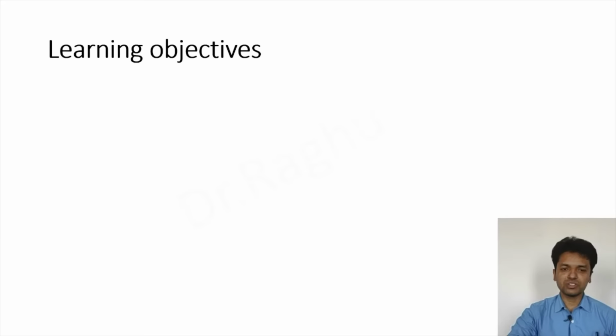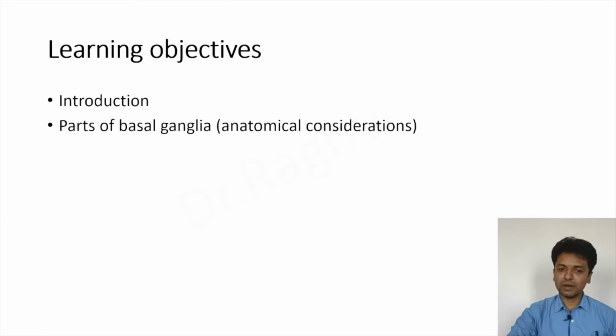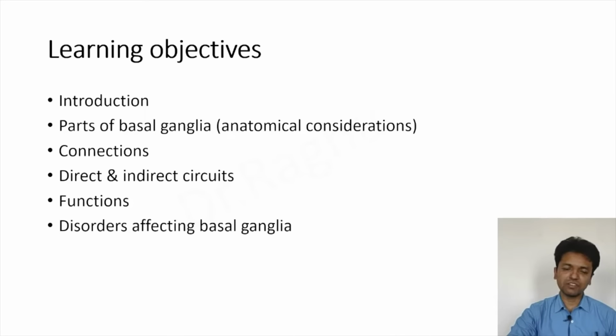So let's see under what subheadings we can divide the basal ganglia. What are the learning objectives of the basal ganglia? Let's have a brief introduction regarding the basal ganglia. Followed by that, let's see the parts of the basal ganglia, the anatomical considerations, and then the connections, very important. And then in the connections, we will see the two important circuits. One is called the direct circuit, and one is called an indirect circuit. And let's see the functions, and then we will see the disorders affecting the basal ganglia. In the disorders affecting the basal ganglia, I would just like to talk about Parkinson's disease, not much in detail, but very, very briefly.